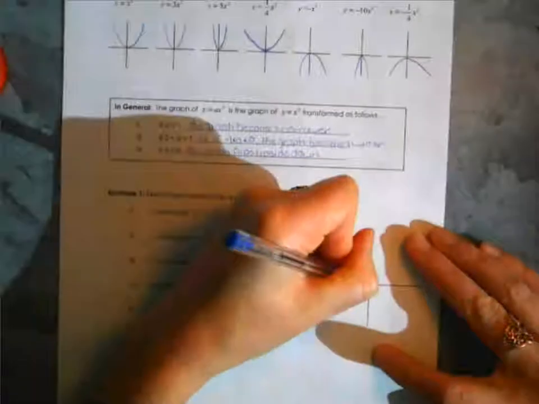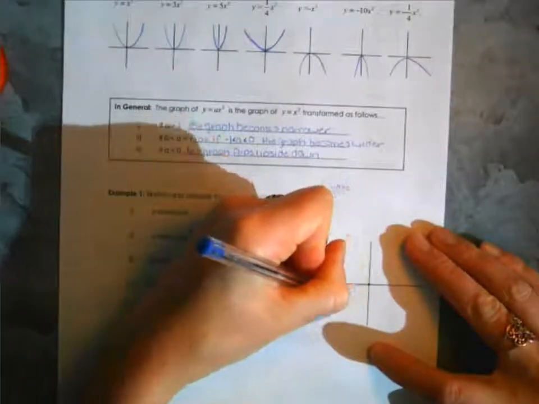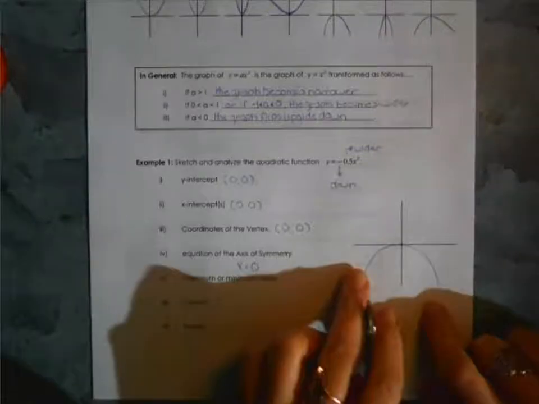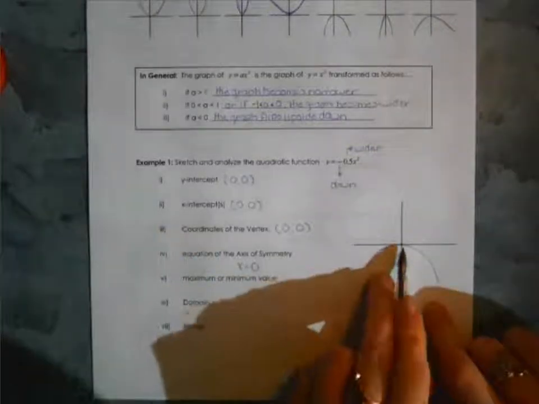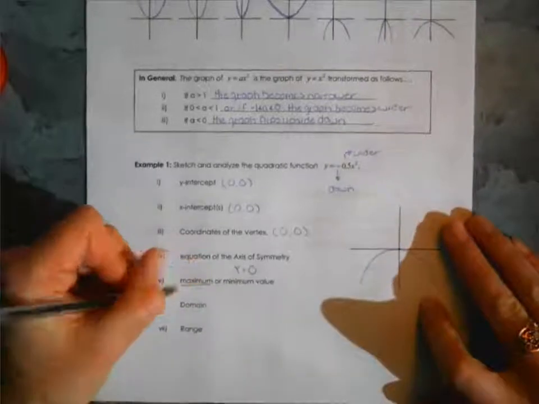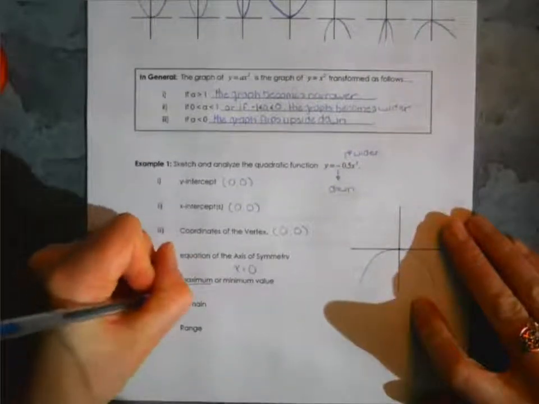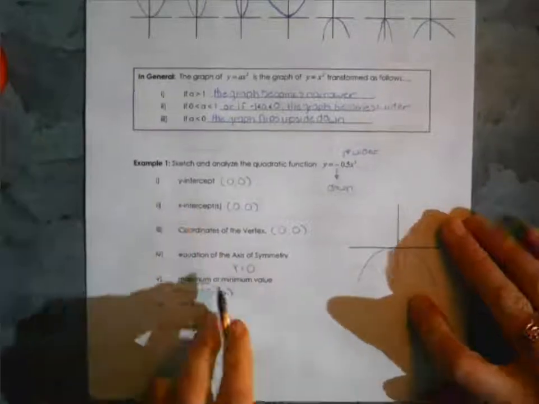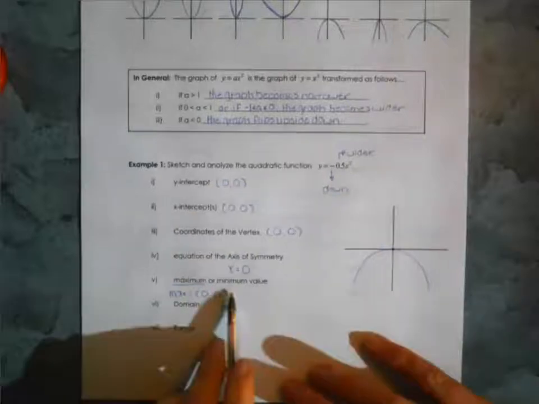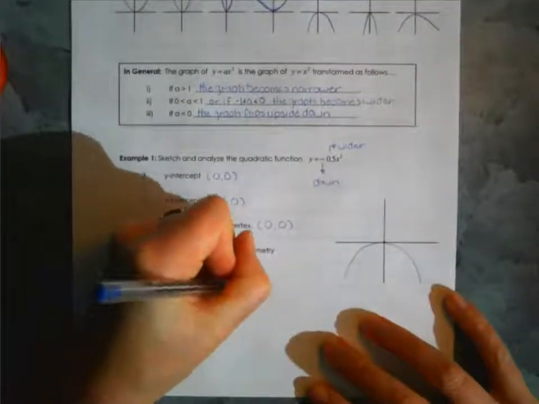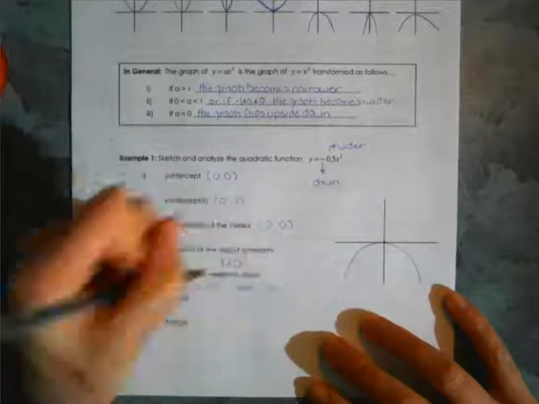So basically our graph is going to look something like that. Okay, so it's a little bit wider, it's pointed down. So now we know that the vertex is a maximum value. Okay, so max is going to be 0, 0. We don't really have a minimum value, although you could just put down minimum is going to be infinity.